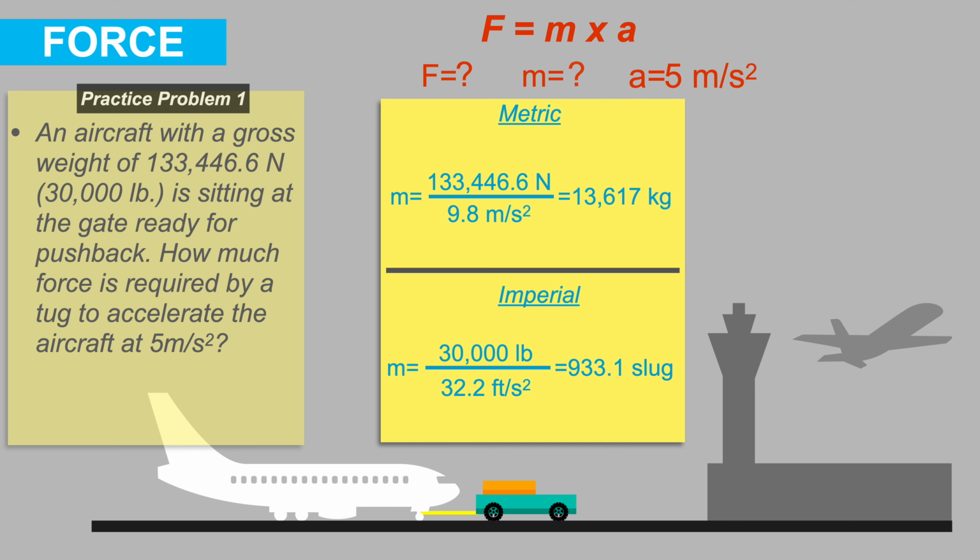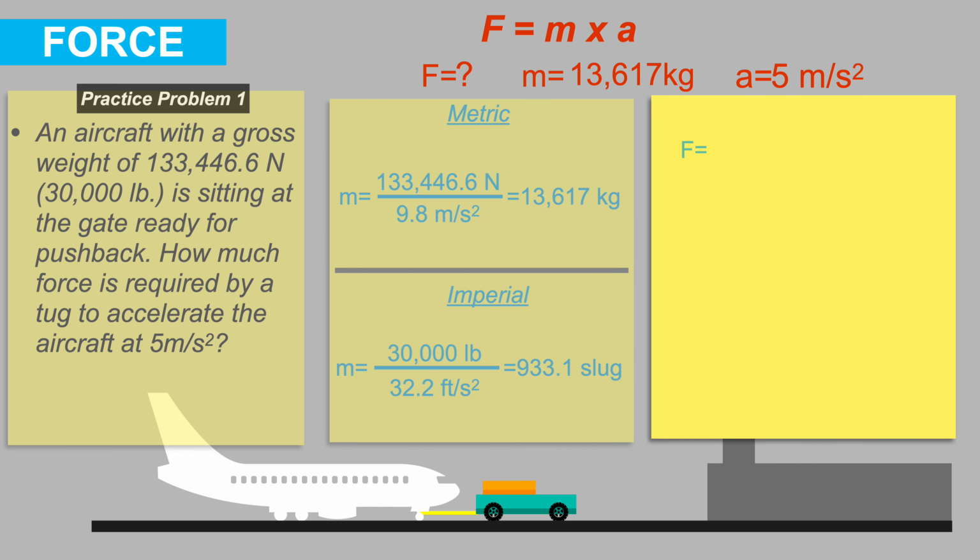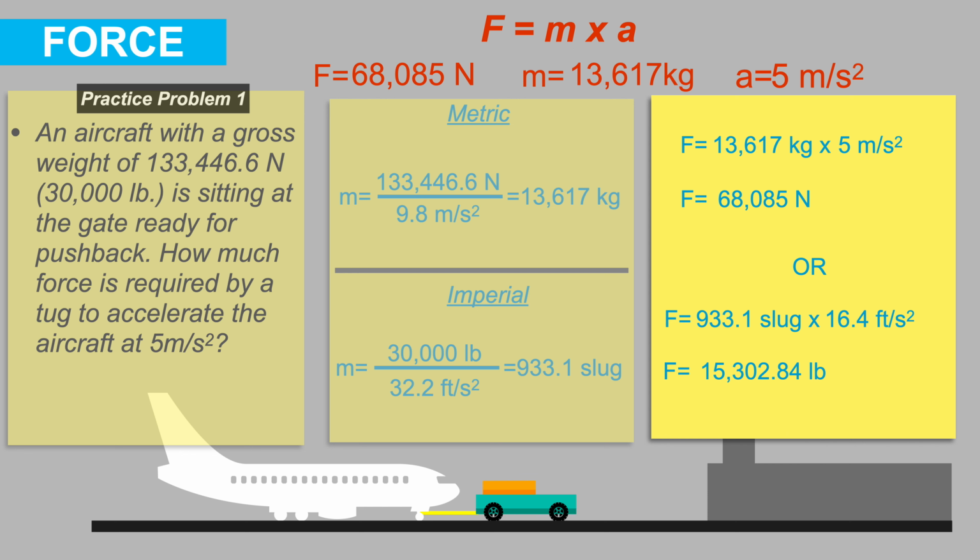Now that we have mass and acceleration, let's solve for the final variable, force. So 13,617 kilograms times 5 meters per second squared equals 68,085 Newton in metric, or 15,302.84 pounds in imperial units. This is how much force is required by the tug to accelerate the aircraft at 5 meters per second squared. And now let's move on to work.